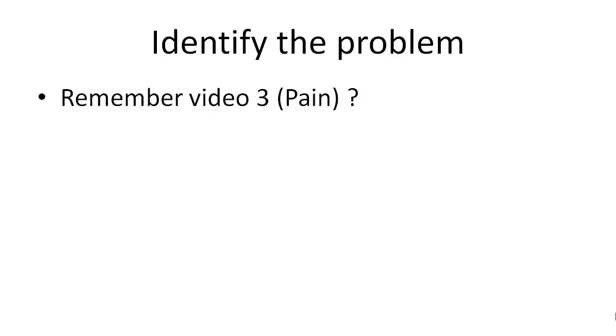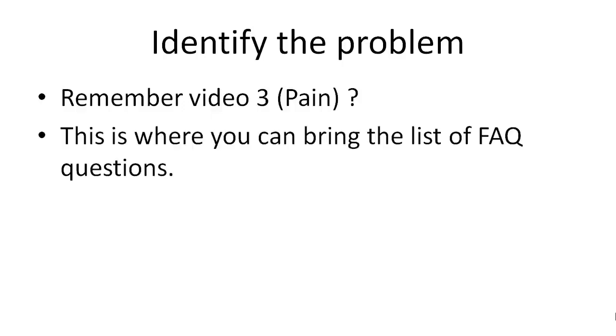So remember video 3, we talked a lot about FAQs and pains and stuff like that. That's when you take that information you've done and bring it into here. So if you've already done that, this is where you can bring a list of those FAQ questions. So in relation to irritable bowel syndrome, for example, we can say something like, the problem with irritable bowel syndrome, there are many different types, and there are many different trigger foods.